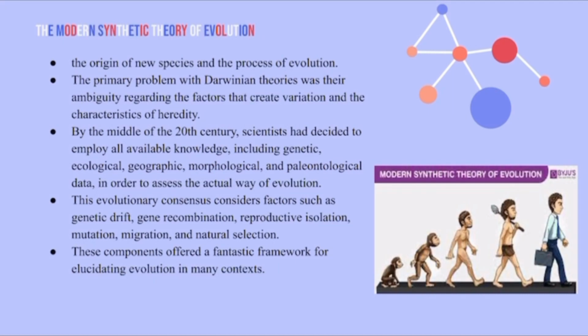The modern synthetic theory of evolution. The process of evolution and how new species first appeared. The fundamental flaw in Darwinian theories was that they were unclear regarding the cause of variation and the nature of inheritance. In order to analyze the actual method of evolution, scientists had agreed by the middle of the 20th century to use all available knowledge, including genetic, ecological, geographical, morphological, and paleontological information. This concept of evolution takes into account elements including genetic drift, recombination of genes, reproductive isolation, mutation, migration, and natural selection. These elements provided an excellent framework for explaining evolution in various circumstances.